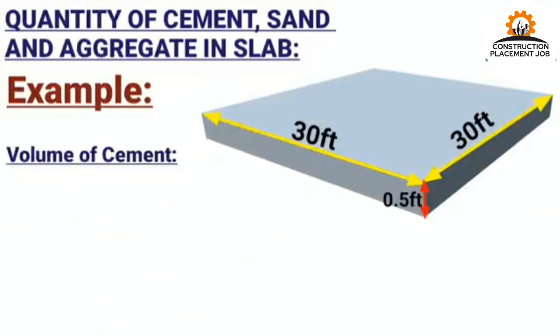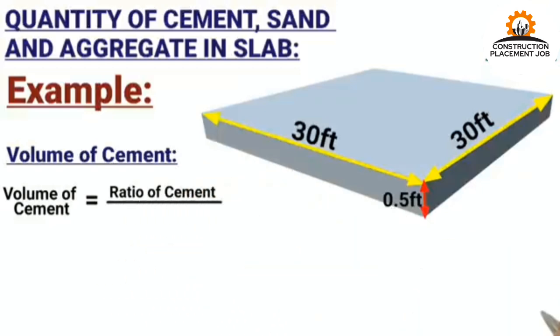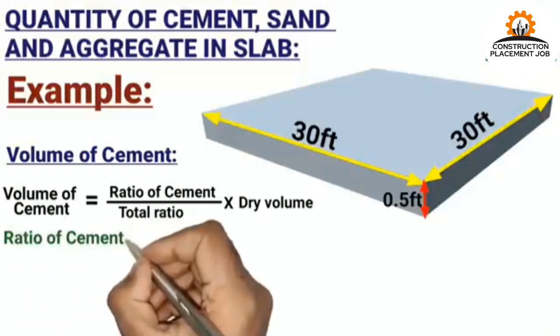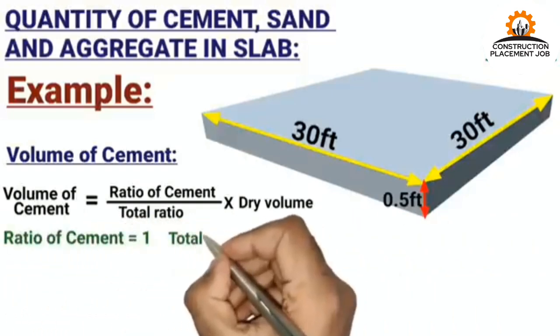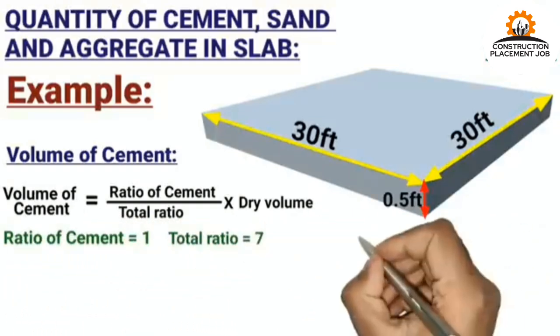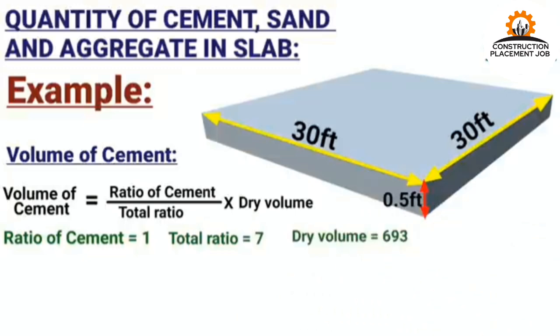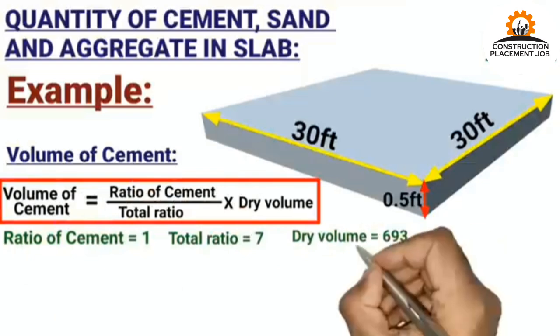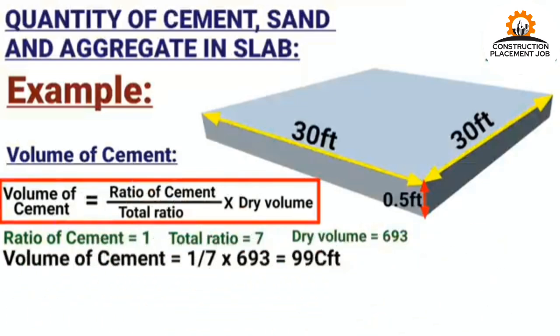Now to calculate the volume of cement, the formula used is ratio of cement divided by total ratio into dry volume of slab. While the ratio of cement is 1, total ratio is 7, and dry volume of slab is 693. So on substituting these values in the above formula, we will get volume of cement equal to 99 cubic feet.